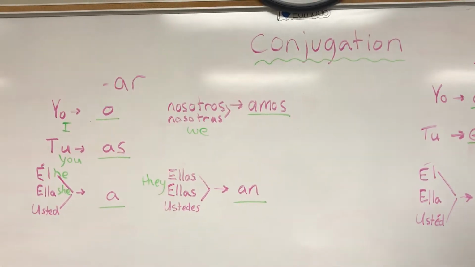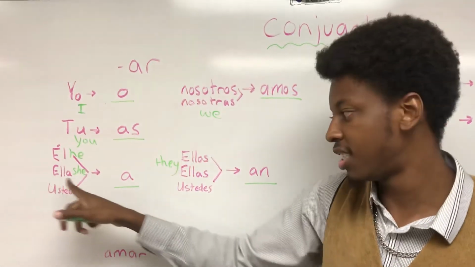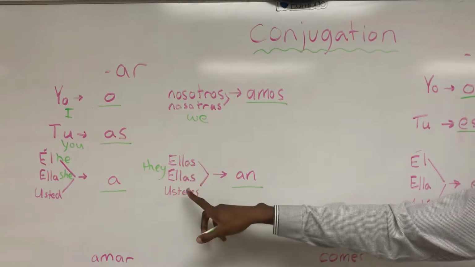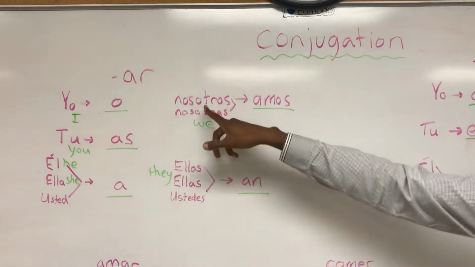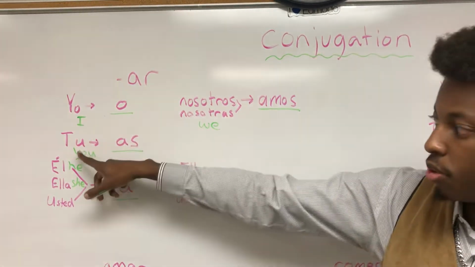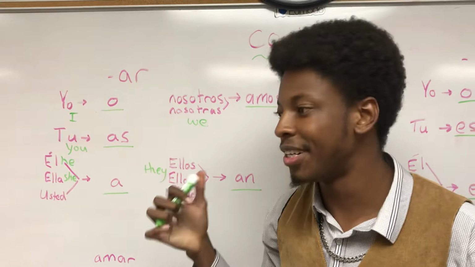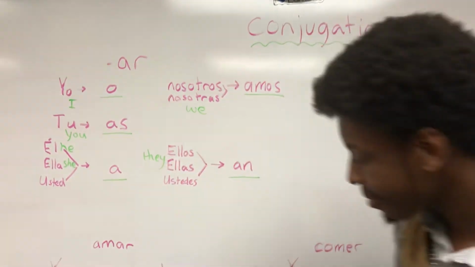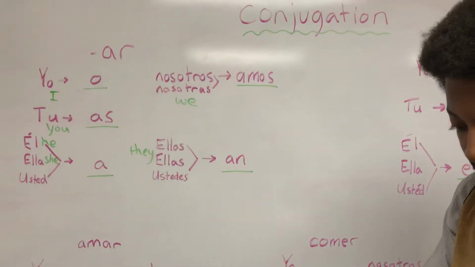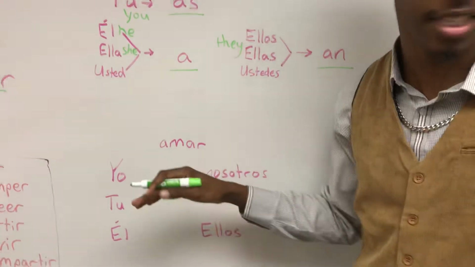That's it. So don't be confused by all of this. This just means that if it's one of these, you're going to change it to that. And if it's one of this group, you're going to change it to that. Nosotros or nosotras, you change it to that. Yo, you change it to that. Tú, you change it to that. So, you're probably thinking right now, I don't know what he's talking about. Let's do an example. Alright, because I'm a visual person. I mean, lots of people are visual people. Let's look at some examples here.